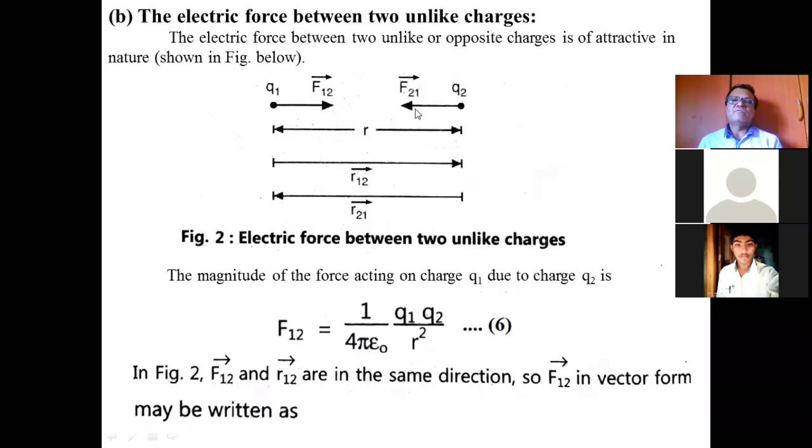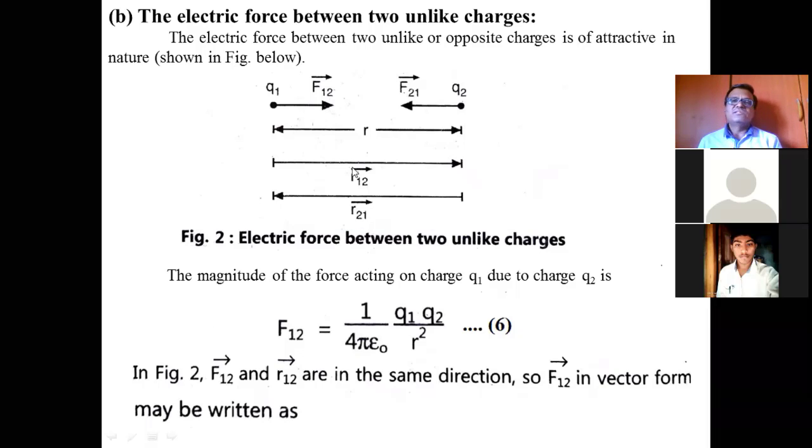Similarly, the direction of f21 bar and the direction of r21 bar is the same. या ठिकाणी या दोन गोष्टी महत्वाच्या आहेत. In the first case, f12 bar and r21 bar are in the same direction, but in this case f12 bar and r12 bar are in the same direction. हा दोन्ही मधला फरक आहे, हे लक्षात घ्या.